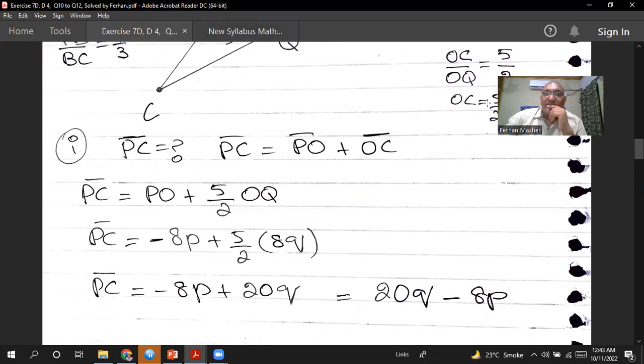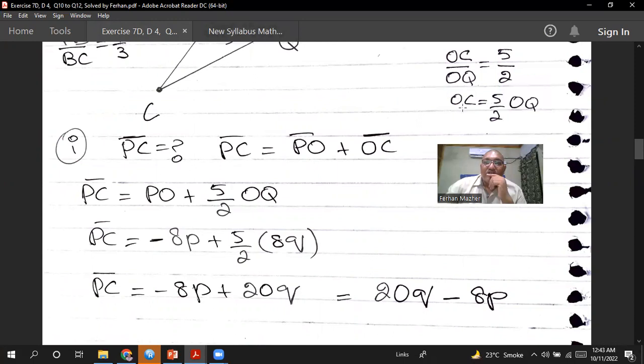But here you can see on your screen, I know the value of the OQ, that's 8Q. So OC is 5 by 2 of the OQ. So PC is minus 8P plus 5 by 2 of the 8Q. So you will have minus 8P plus 20Q. So that's 20Q minus 8P. This is how you will find the PC.